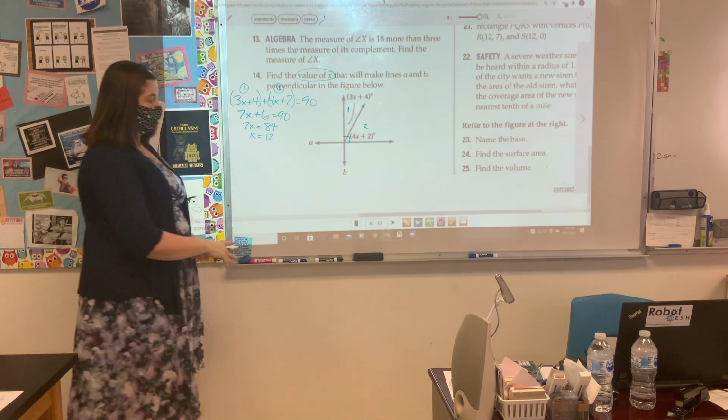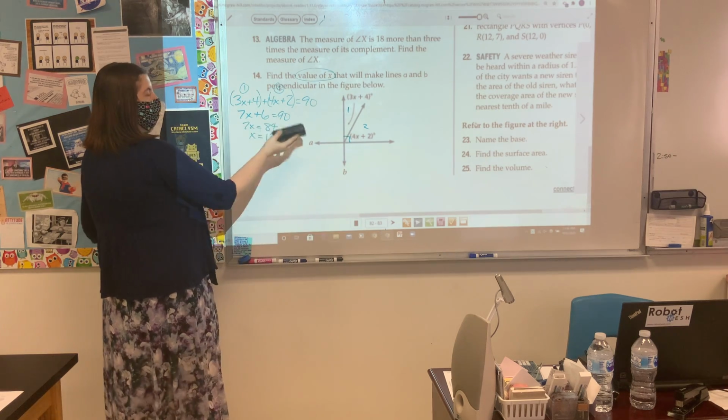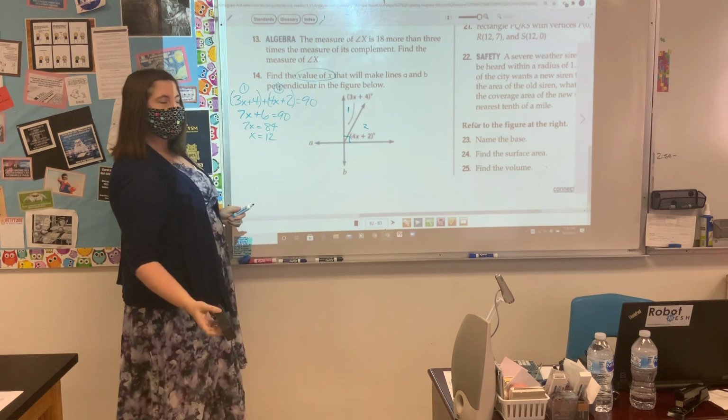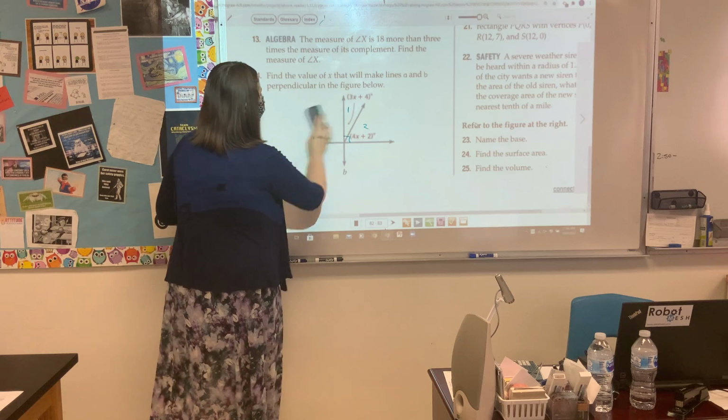And when I get on the test, I might be like, what is this? Now, maybe they're asking, instead of complementary, what happens if they ask for supplementary? Then that has to equal 180.